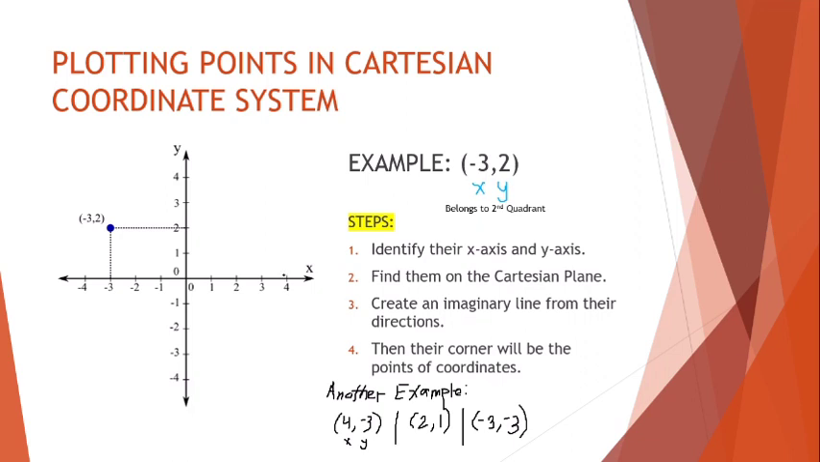Okay, yung 4 nyo, saan nyo makita? Ito. Yung negative 3 sa baba. So, ngayon, gagawa kayo ng imaginary line. Then, yung intersection nyo, yun ang points nyo.